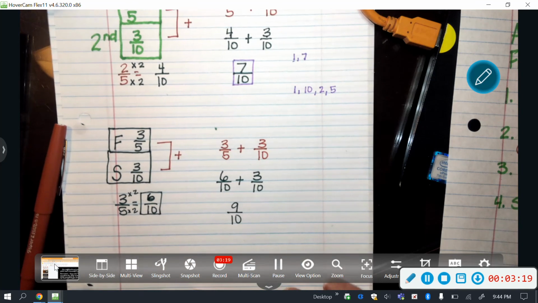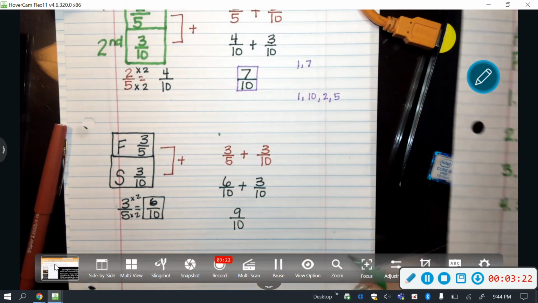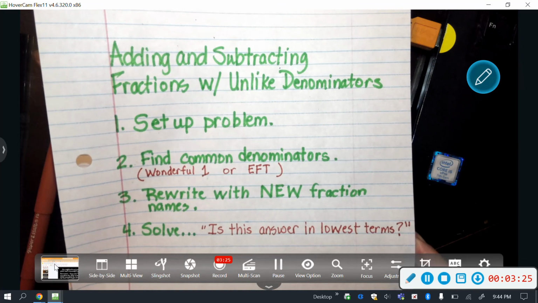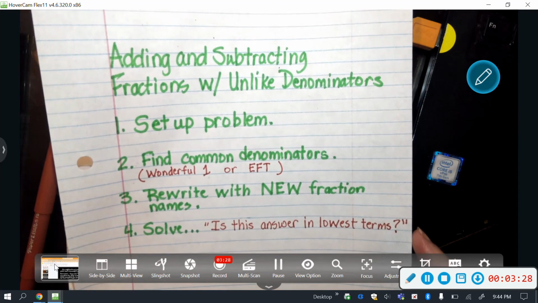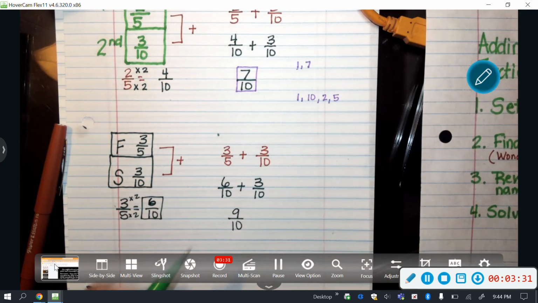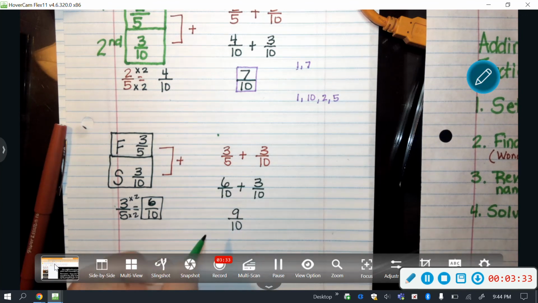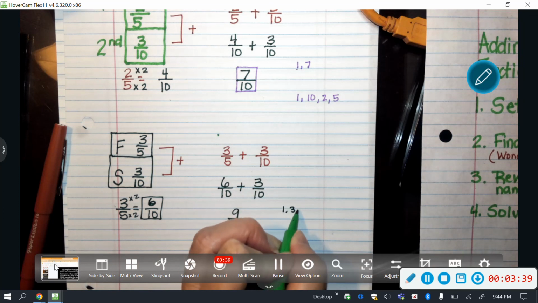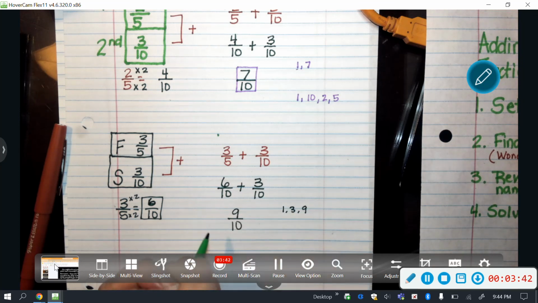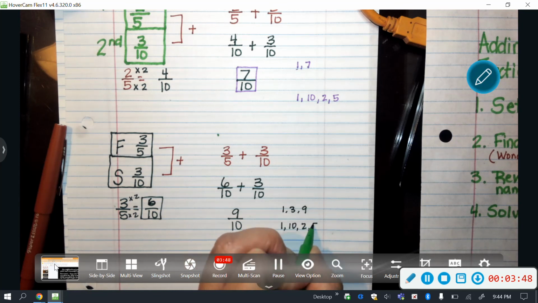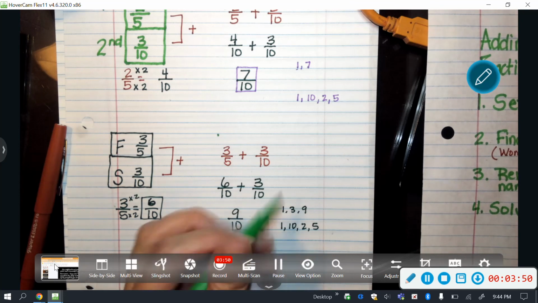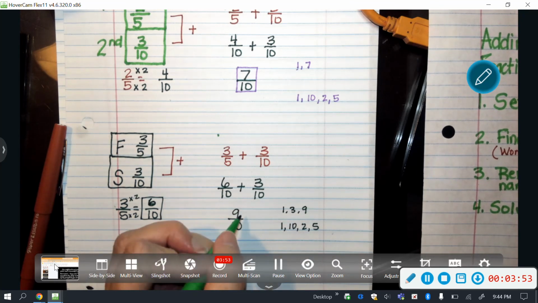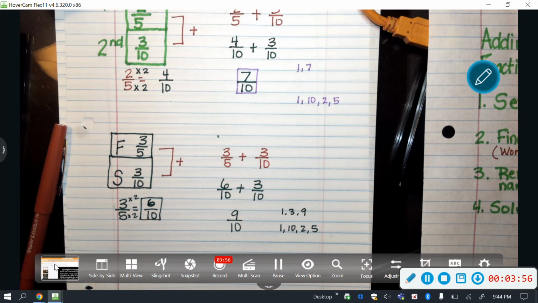The last little piece that I need to be thinking about is, is this answer in lowest terms? That should always be my last question that I ask myself. So if this answer is in lowest terms, then that means that I have no common factors. And if I think about the factors for 9, I get 1, 3, and 9. And if I think about the factors for 10, I get 1, 10, 2, and 5. And again, they share nothing but the number 1. And if I were to divide by the number 1, I would get the same answer, so that would be kind of a waste of time.